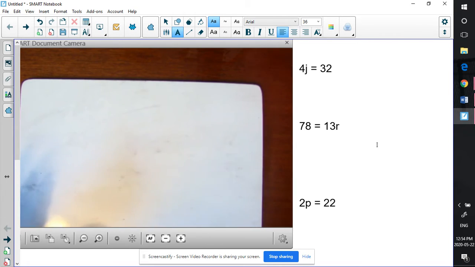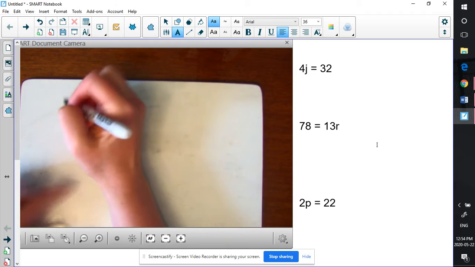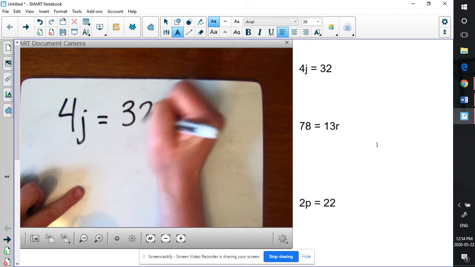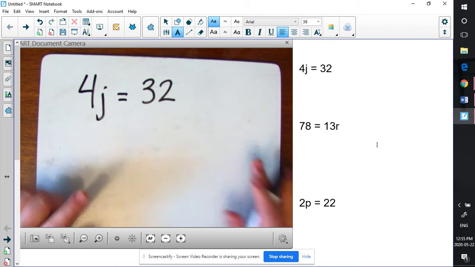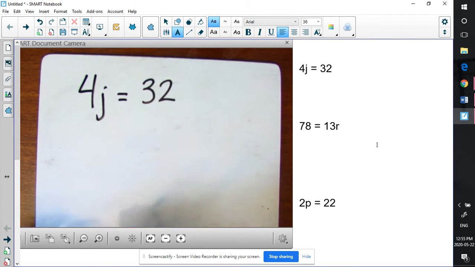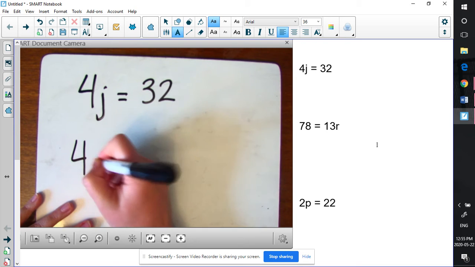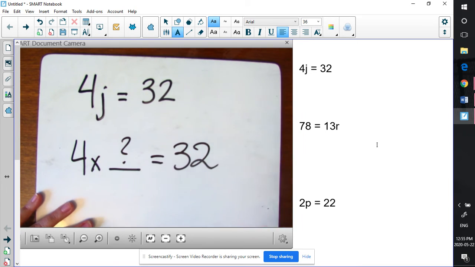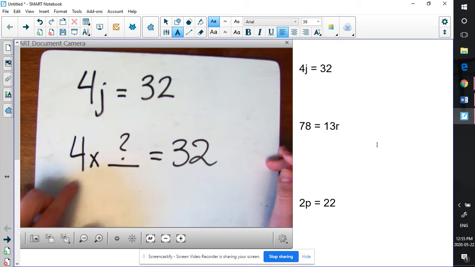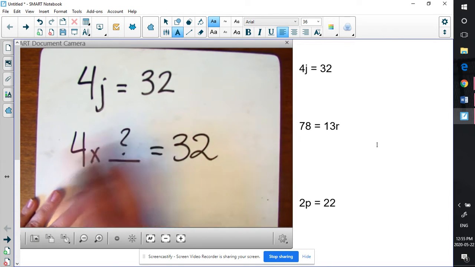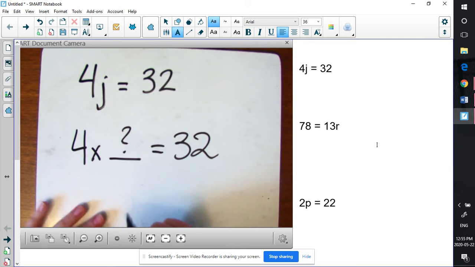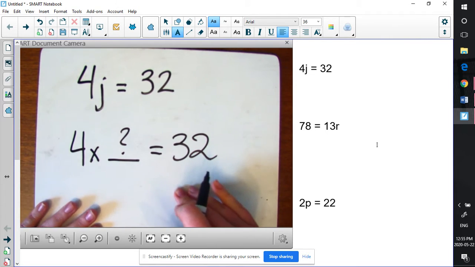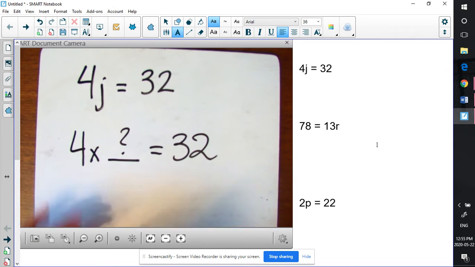Let's start off with the first one. 4j equals 32. So one way that we can think about this is 4 multiplied by what will give me 32? 4 times what equals 32? That's one way to think about this. Now you might already have the answer just from this, and if you do, that's amazing. If you don't, that's okay. We're going to go through it anyways.